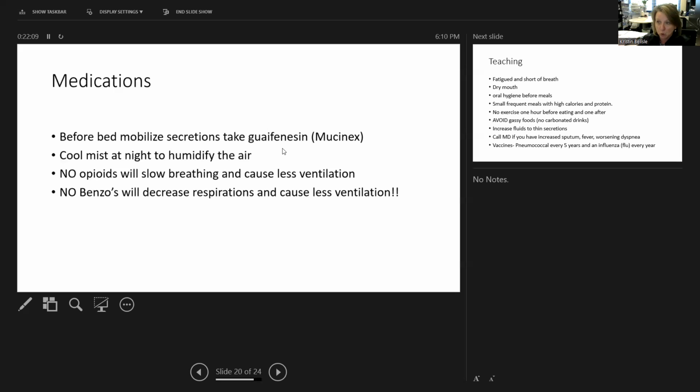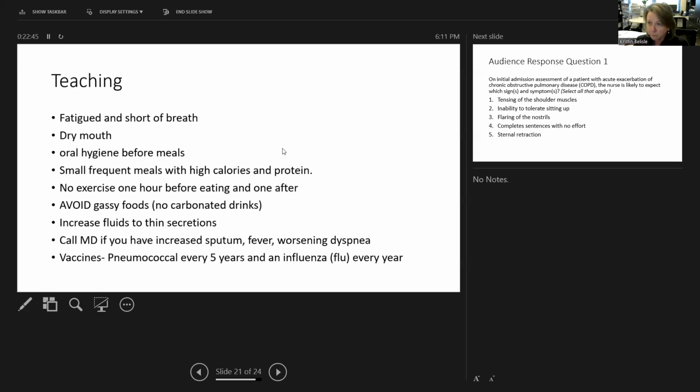It's an obstructive disorder. They can do cool mist at night, humidify the air. Make sure if they do that, that they use distilled water. We don't need germs from the local water flying through that they're inhaling. We also want to make sure they change that water out, usually after each use, but at least within 24 hours. Before bed, mobilize their secretions. They can take Mucinex or any other medication that will help mobilize those secretions, because we need to get them moving. We don't want them to solidify because then we'll go into pneumonias and all that good stuff that can cause a lot more issues.